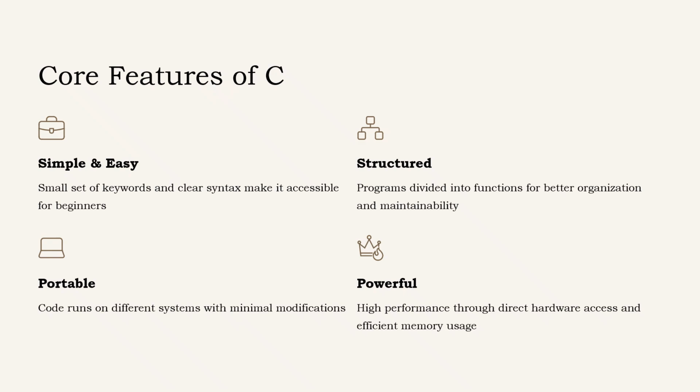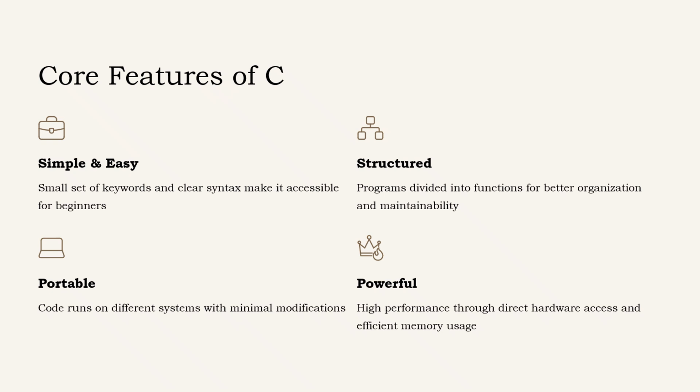Now we will discuss the features of the C programming language. C became popular because it combines efficiency, flexibility, and simplicity. Some of the important features include: simple and easy to learn. One of the main reasons C became most popular is that it has simple syntax. The language contains a small set of keywords and instructions.